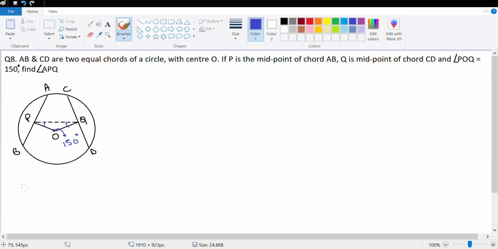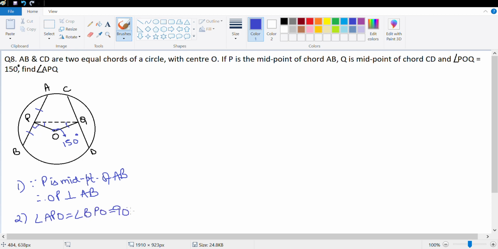Let's get into that. Okay, so number 1, since P is midpoint of AB, therefore OP is perpendicular to AB. Line joining the midpoint of a chord to the center is perpendicular to it. So this is perpendicular, which means angle APO is equal to angle BPO is equal to 90 degree. Good. Next part. So this is 90. Similarly, this will also be 90.